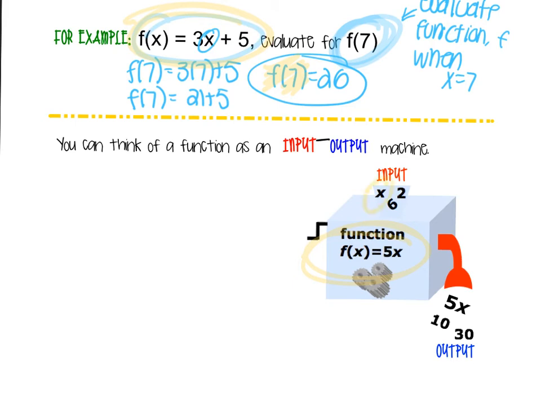So if I input x into this function, I'm going to pick a different color so you can see that better. If I input x into this function, well, 5 times x gets me 5x. Say I want to evaluate 2. Well, 5 times 2 is 10. I want to evaluate f of 6. Well, 5 times 6 is 30. So you input something into your function and then you get something out of it. That's why we think of it as an input-output machine.